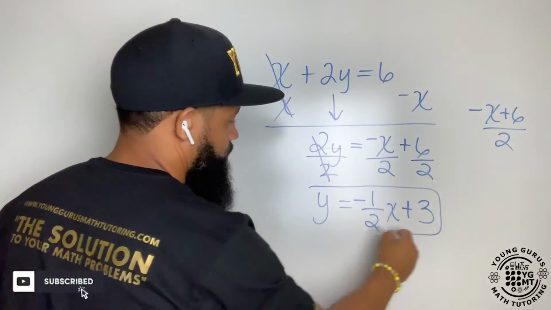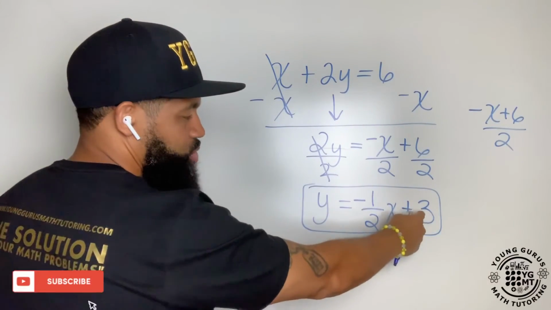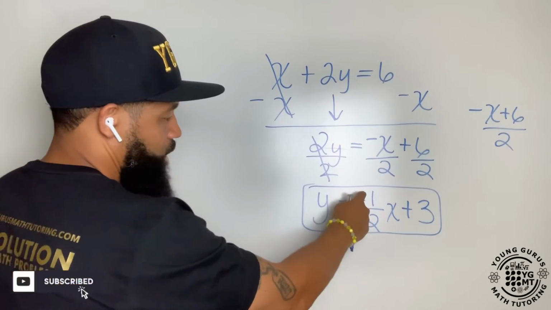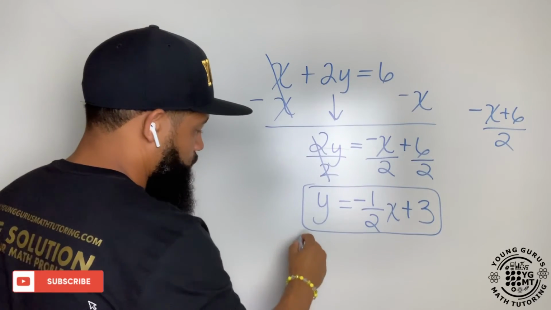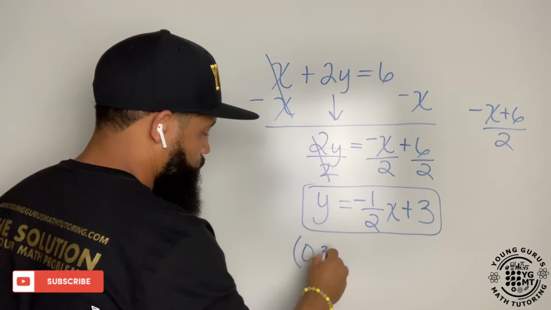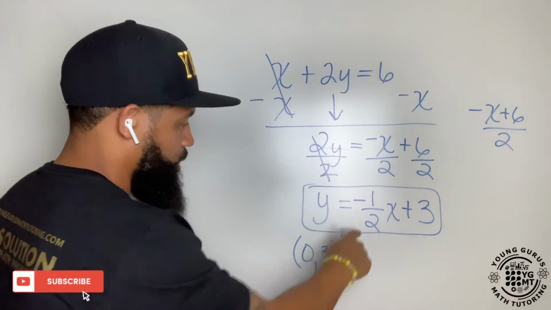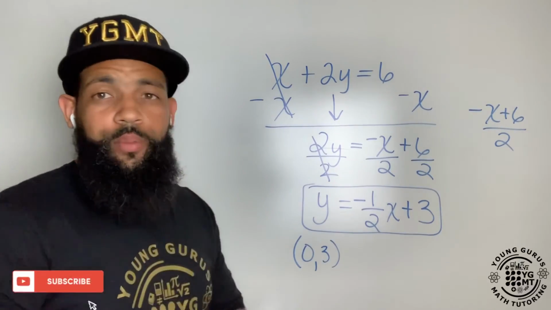And so this is your final answer. The y-intercept is 3. And then when you did rise over run, you go down 1 and to the right 2. So you start at the ordered pair (0, 3), and then from that ordered pair, you go down 1 and to the right 2, down 1 and to the right 2. Let me know if this helps.